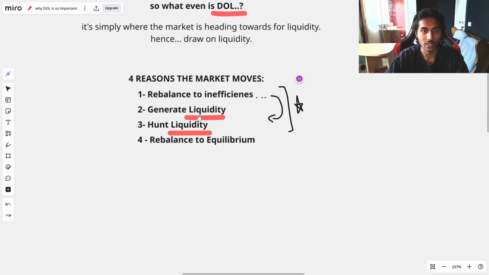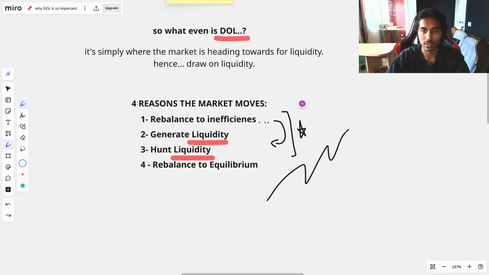Another reason is to generate liquidity. I will actually show you on TradingView, but this is about generating liquidity.